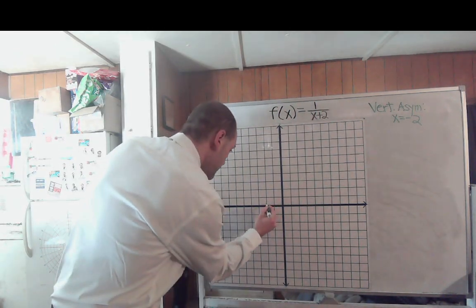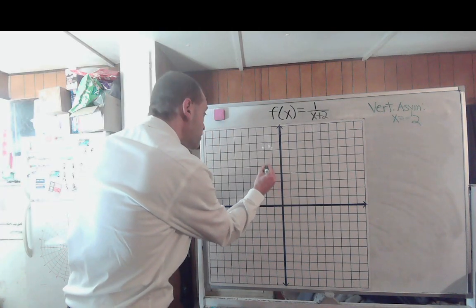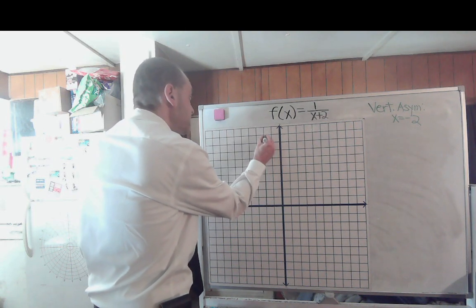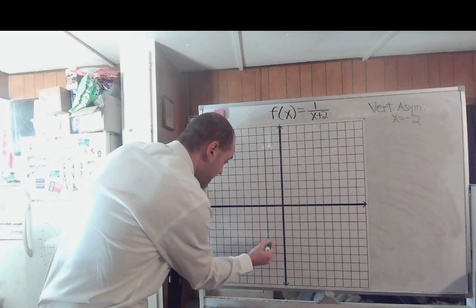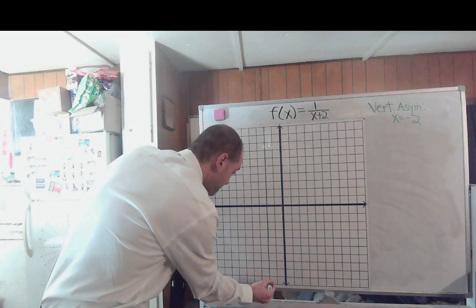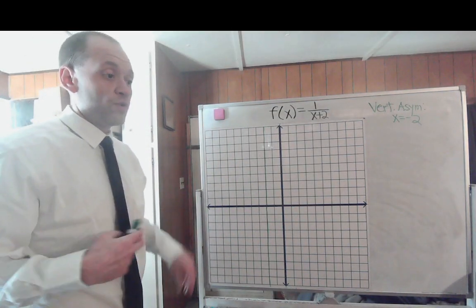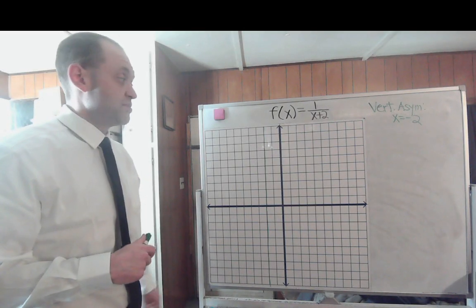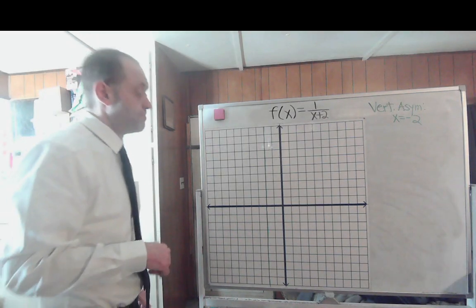So let's go ahead and draw the vertical asymptote. That's going to be the physical boundary that this graph cannot cross. Now, as we'll discover sometimes, you can cross horizontal and slant asymptotes, but you can never cross a vertical asymptote. It never works that way.